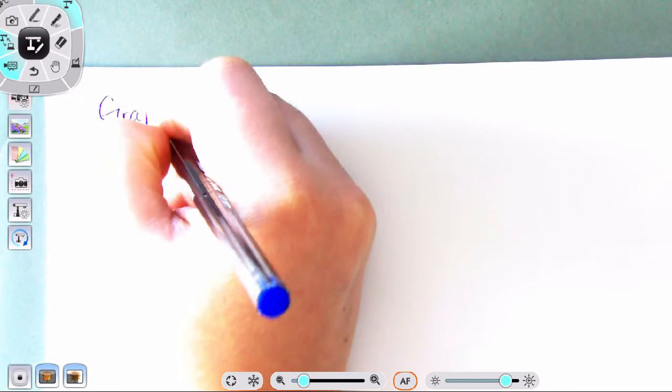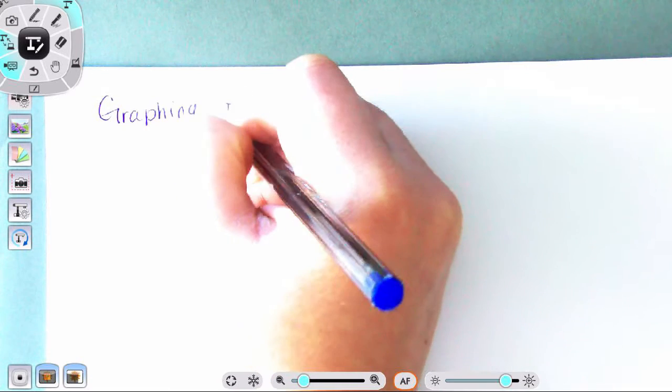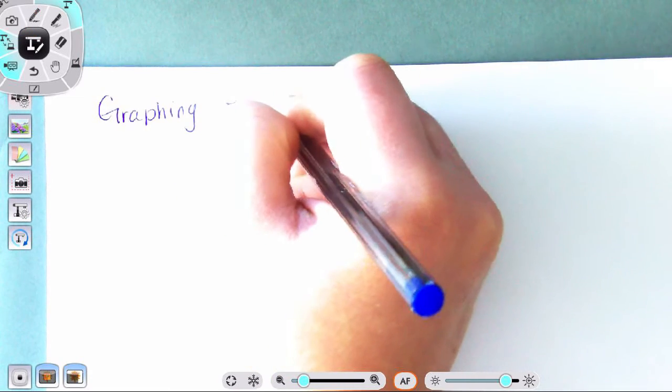Okay, so we're going to start out with graphing exponential functions.